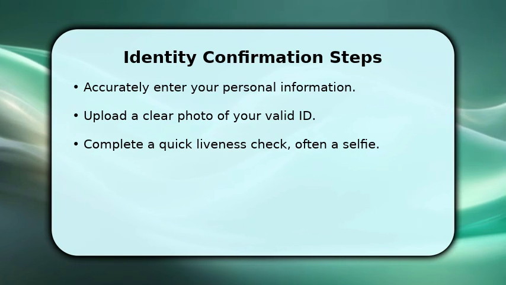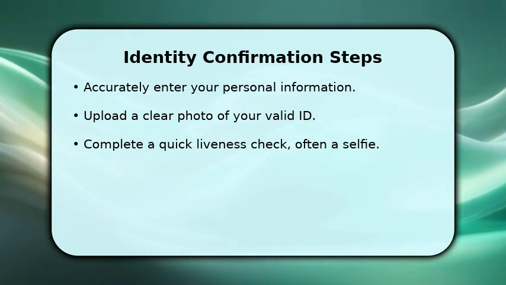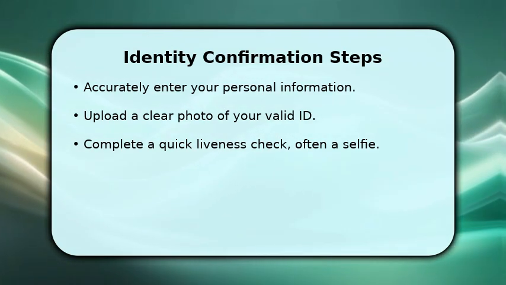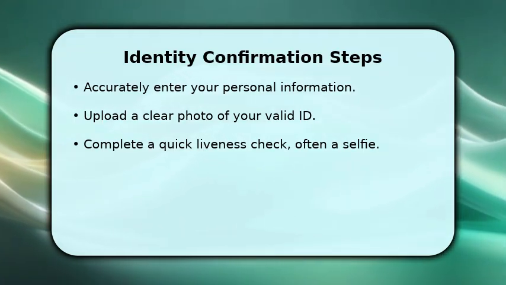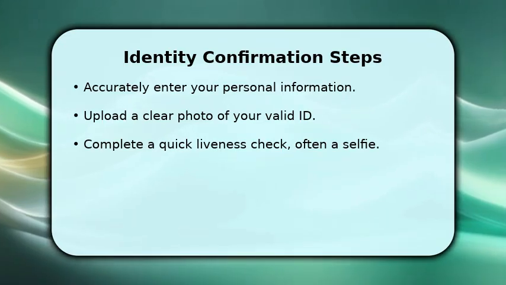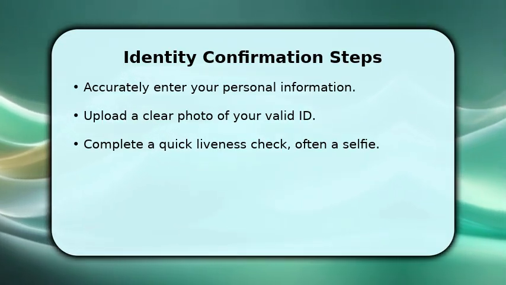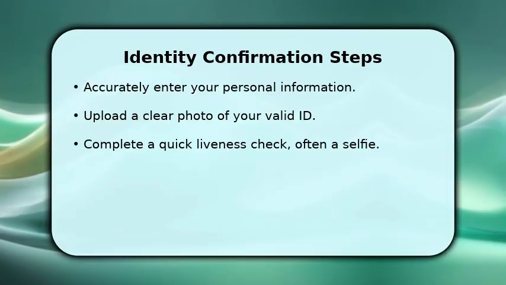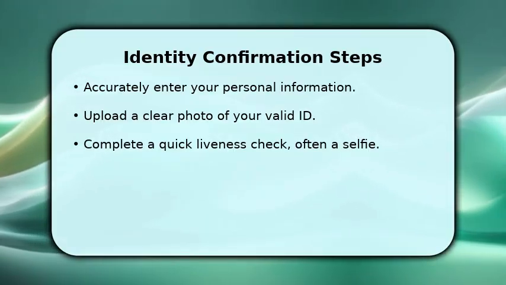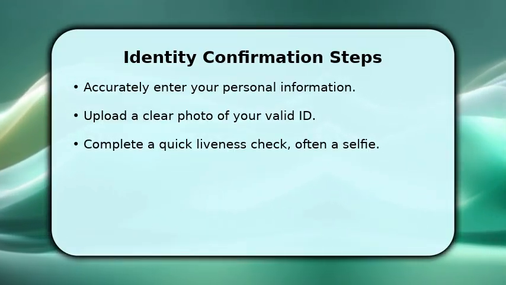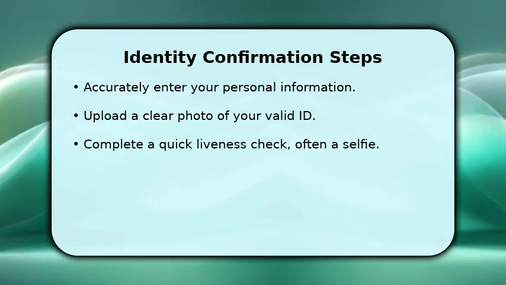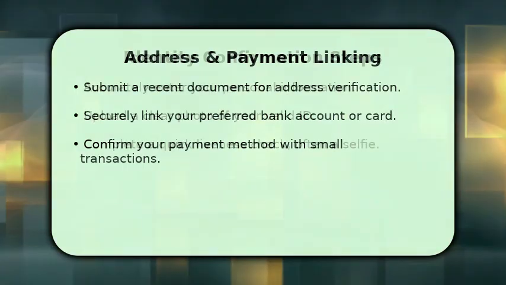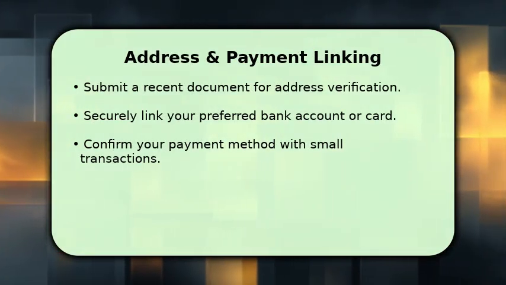Next, you'll proceed with identity confirmation. Carefully enter all requested personal details, ensuring they match your official documents. Then, upload a clear, legible photo of your government-issued identification. This could be a driver's license or passport. Finally, you'll likely complete a liveness check, which typically involves taking a quick selfie to confirm you are a real person.